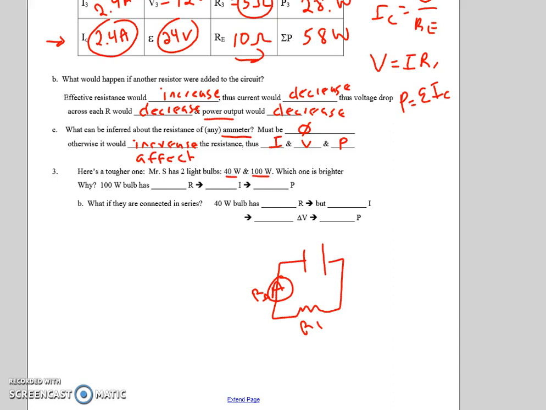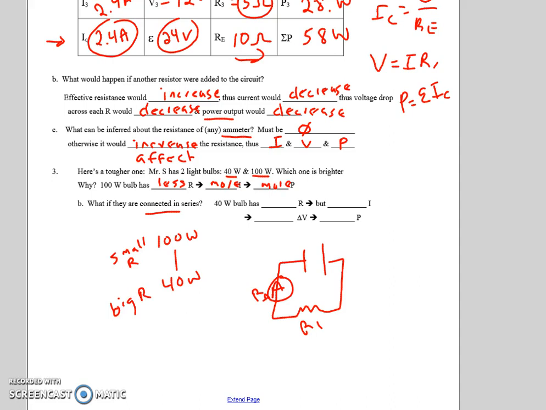Which one is brighter? Well, if we put them in their own circuit, the 100 watt bulb is lower resistance. We learned that. Therefore, more current, and therefore more power, right? It's 100 watts. But what happens when I put them in series? Okay, so imagine I've got a 100 watt in series with a 40 watt. And we just learned that this has a small r. That's why it's a bigger one. This has a big R. Okay?